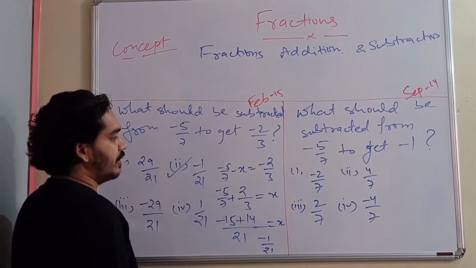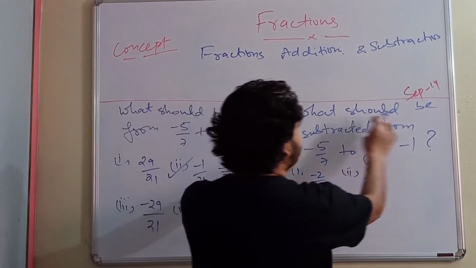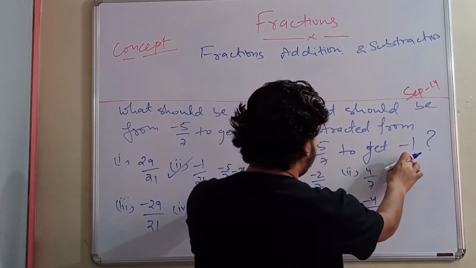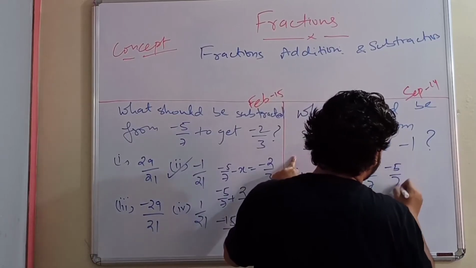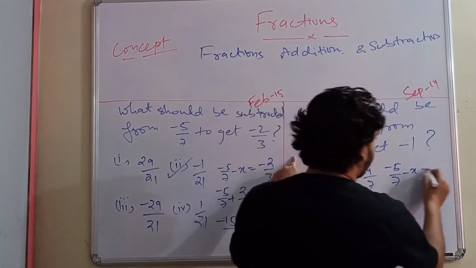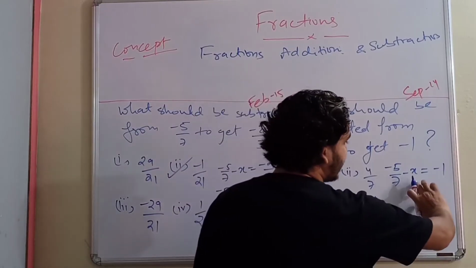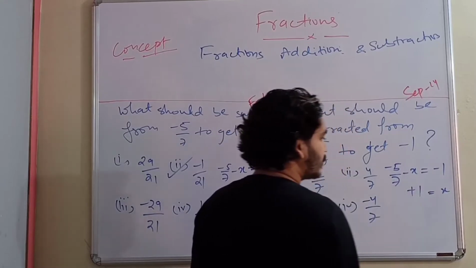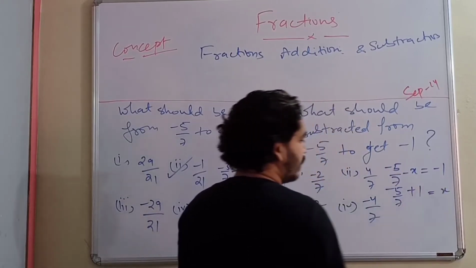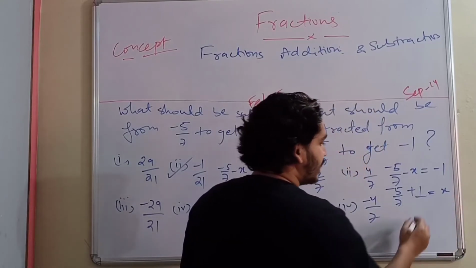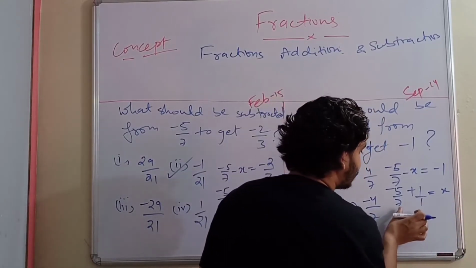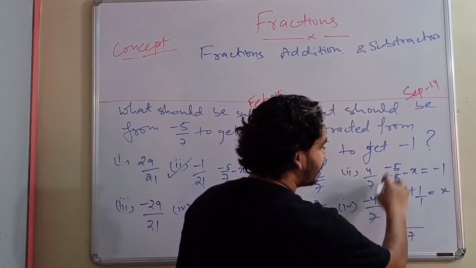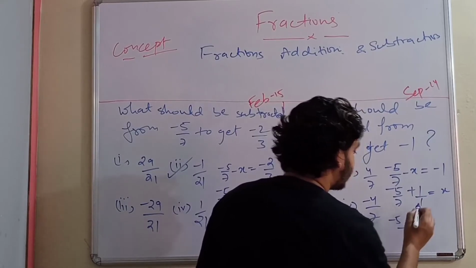Minus 1 by 21. Similarly, what should be subtracted from this to get minus 1? Similarly, minus 5 by 7 minus x is equal to minus 1. Then bring this x to the other side, it will become plus x. Bring this minus 1 to the other side, it will become plus 1, and this remains the same. Now, if there is nothing in the denominator, then we consider it to be 1. The LCM of 7 and 1 would be 7. Then 7 1s are 7, so multiply minus 5 into 1. Minus 5 into 1 is nothing but minus 5.